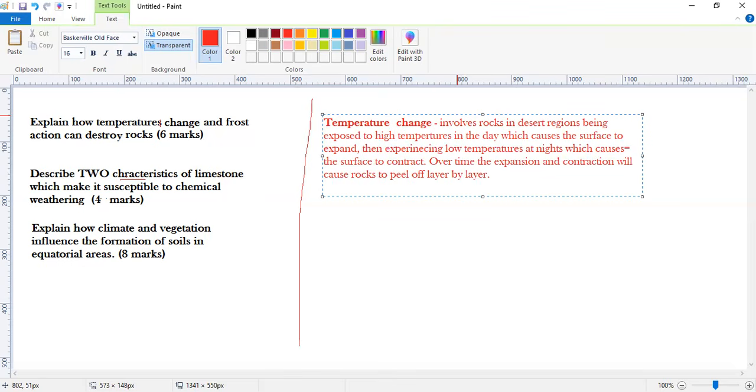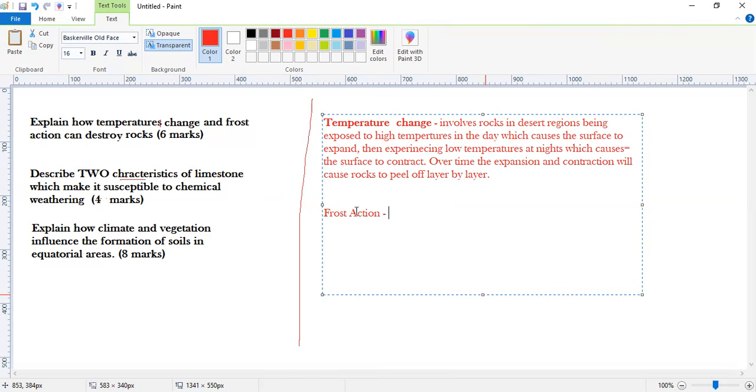All right. Remember, we probably even gave more than is probably required, but we want to make sure that what we're saying is complete. All right, and then we're asked to talk about frost action. All right. Again, for this one, we want to try to earn 3 marks.